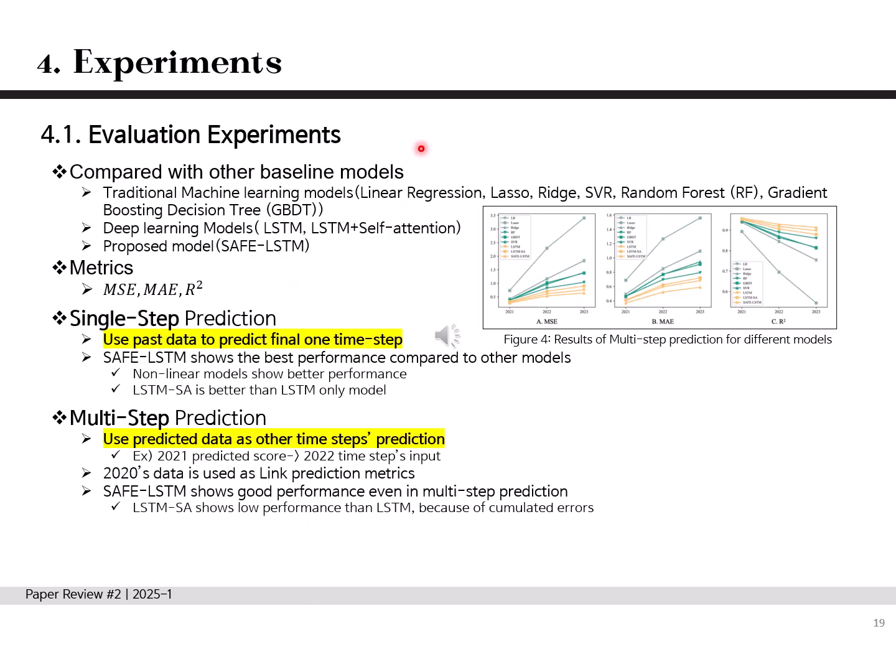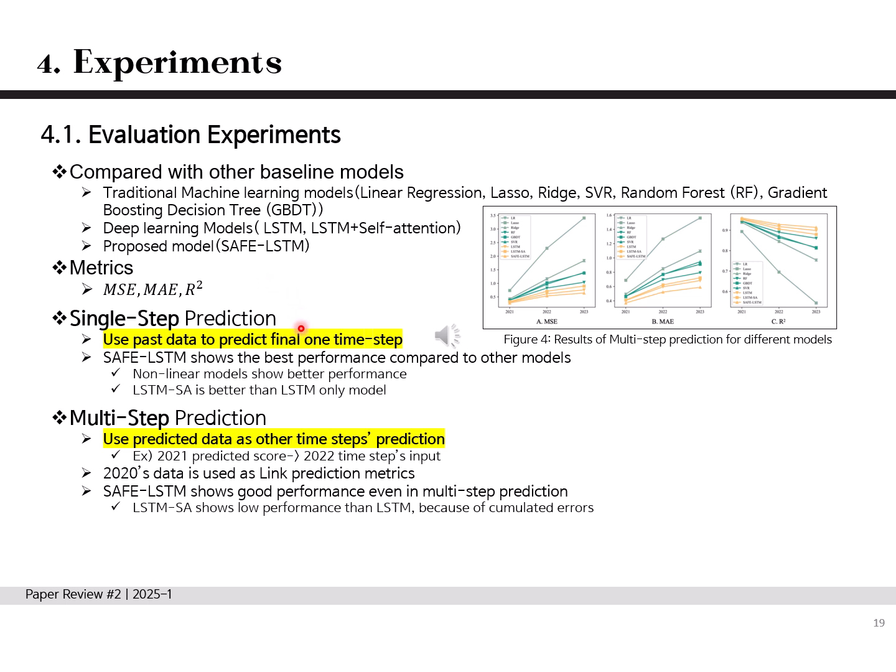In the experiments, they compare with other baseline models, such as linear regression, Lasso, Ridge, SVR, RF, and the gradient boosting decision tree, GBDT. And there are some other deep learning models such as LSTM or LSTM plus self-attention models. The proposed SAFE-LSTM model is compared with these baseline models. The metrics are MSE and MAE for the performance checking.